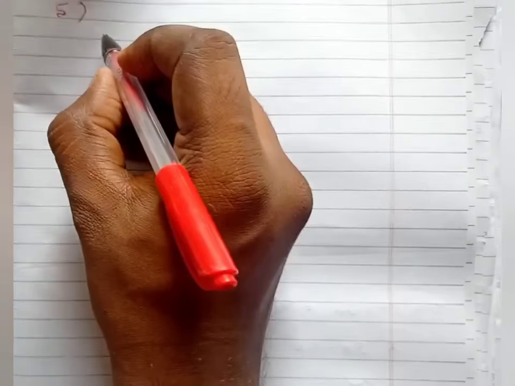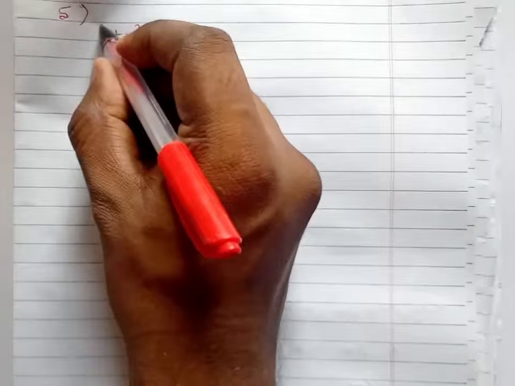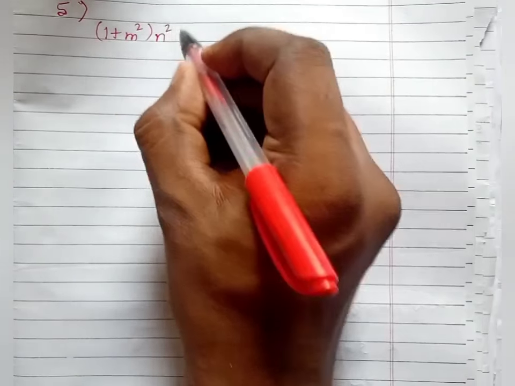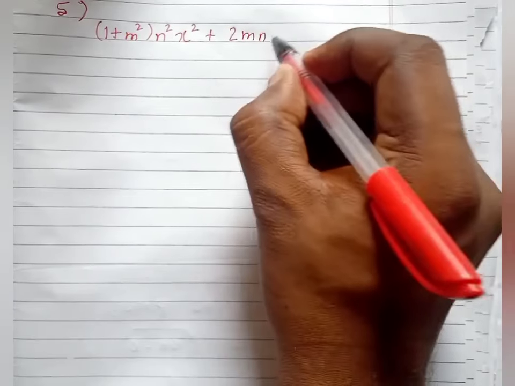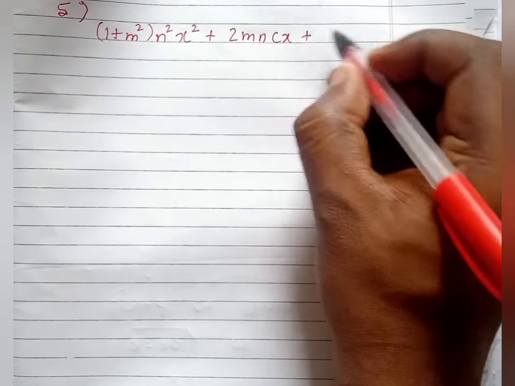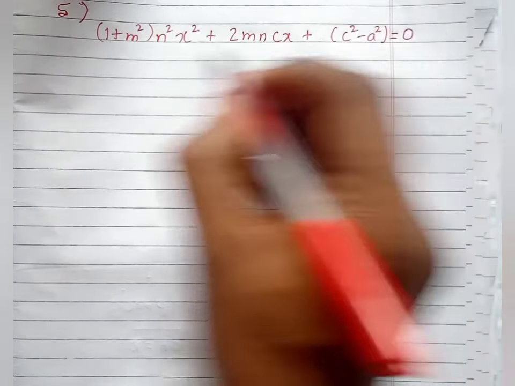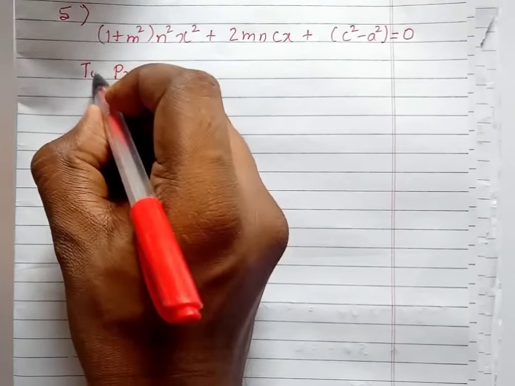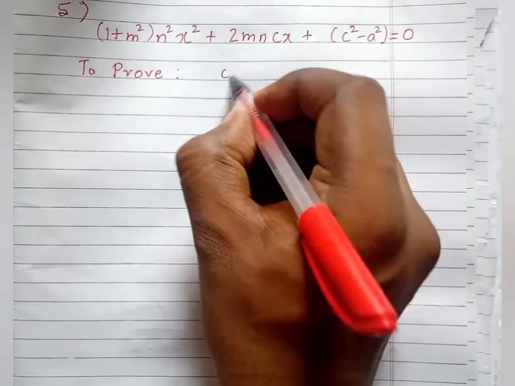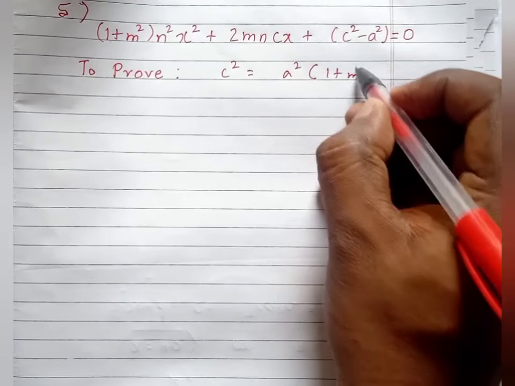So I'll write down the given equation, that is the fifth question. The given equation is 1 plus m square into n square x square plus 2mncx plus c square minus a square. This is the given equation. So what do I need to prove? I need to prove c square equals a square into 1 plus m square.